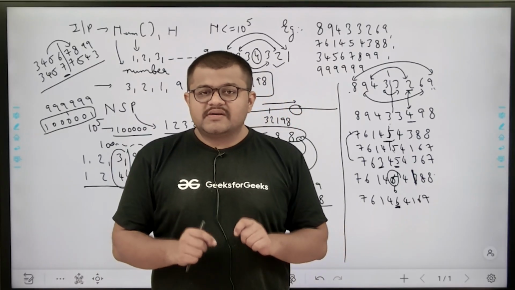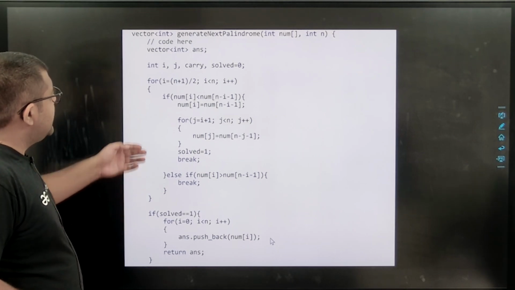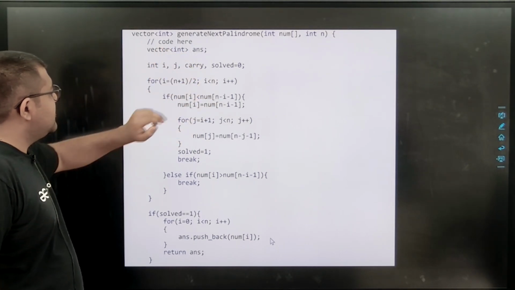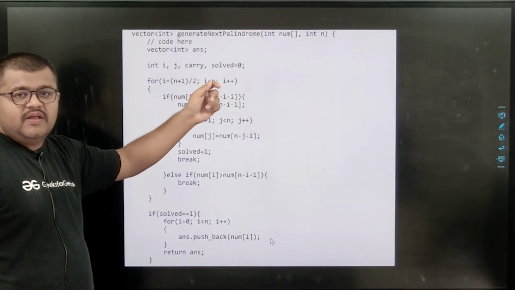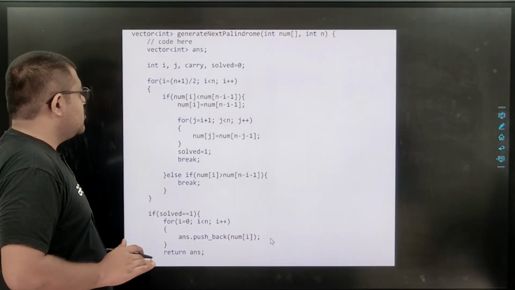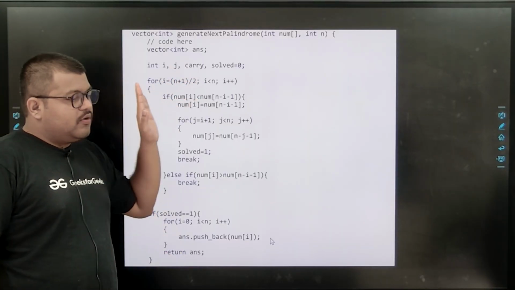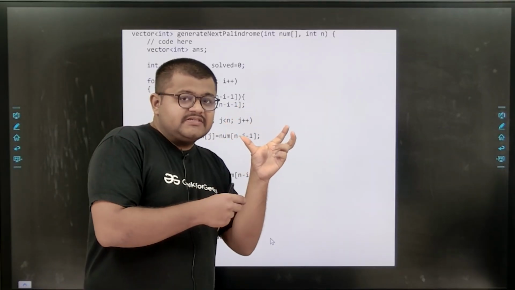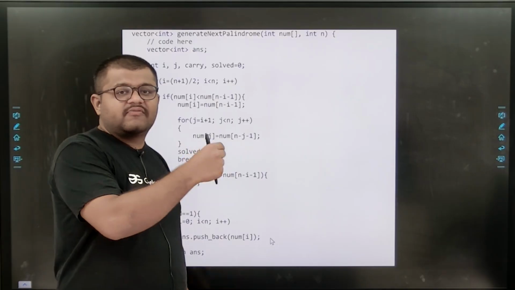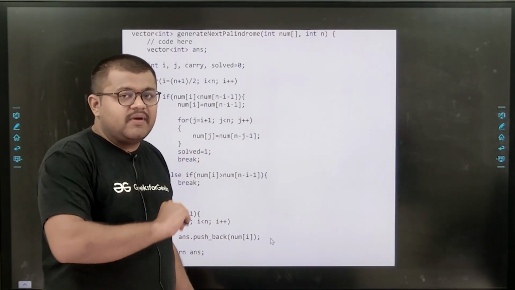Now let's look at its implementation. Now if we talk about the implementation part, I have taken a vector answer in which we will store the answer because we have to return a vector. I have initially marked the solved variable as 0. It is a flag variable which will tell us whether we need to proceed further or not. Okay, this carry I'll explain further. Now I'll check from the right hand side part, if we divide the array into two parts, on the right hand side I'll check the first digit at which I need to make the change. Do I need to increment it or decrement it?